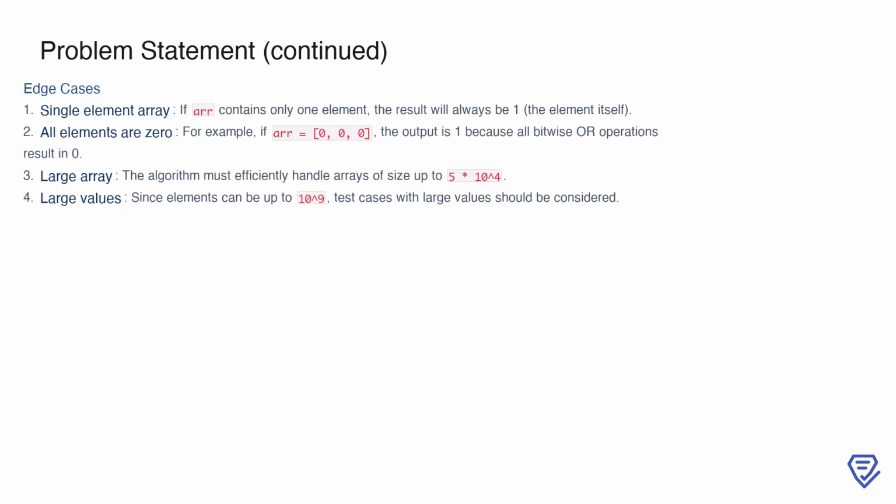When solving this problem, it's important to consider edge cases. For instance, if the array contains only one element, the output will always be 1 since there's only one subarray. Similarly, if all elements in the array are 0, the result will also be 1 because the bitwise OR of any subarray will be 0. For large arrays, the algorithm must be efficient enough to handle up to 50,000 elements without exceeding time limits. Finally, test cases with very large values, up to 10 to the power of 9, should also be considered to ensure the solution works correctly within the constraints.